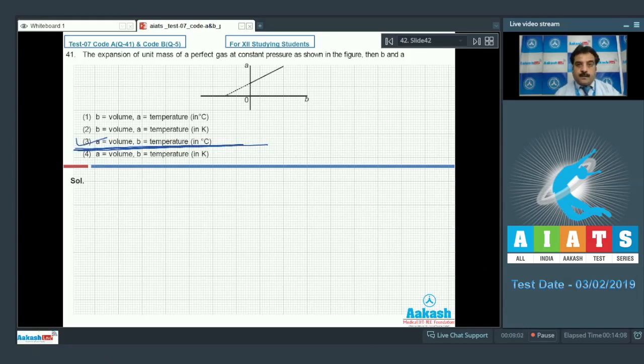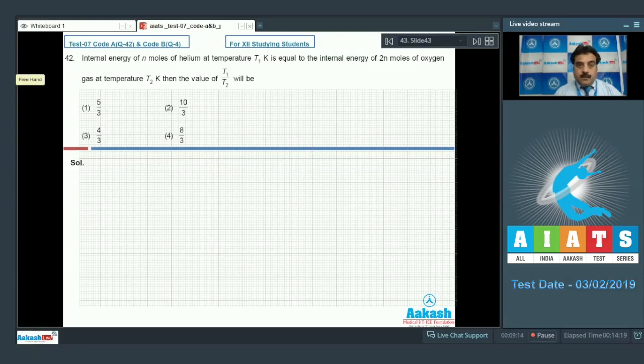So let's move on. Question number 42. The internal energy of n moles of helium at temperature T1 equals that of 2n moles of oxygen gas at temperature T2 Kelvin. Then find the ratio of T1 and T2. This is another good and basic question. You can solve it by using a simple calculation, because internal energy is given by 1 by 2 F n R T, where n is the number of moles, R is the ideal gas constant, and F is the degree of freedom.